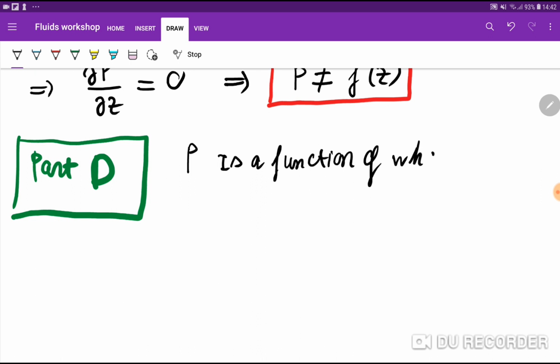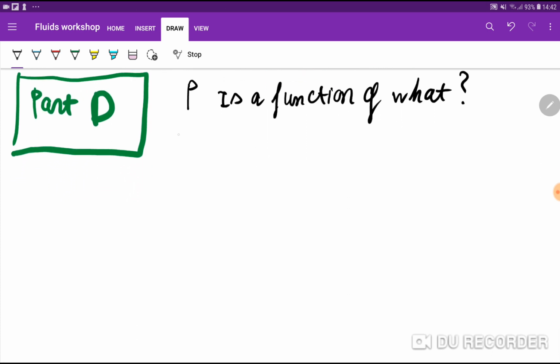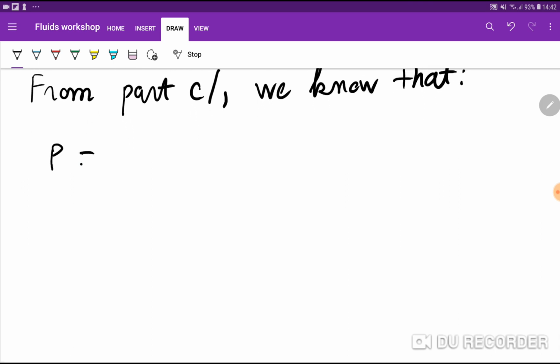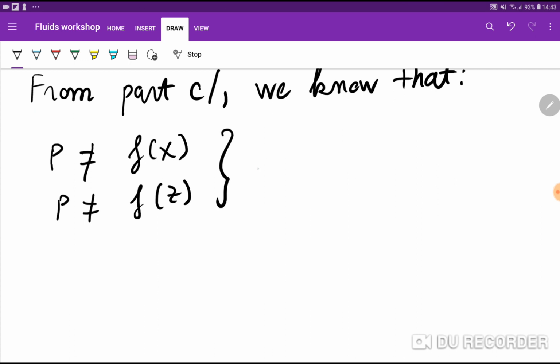Previously we know, let me write from part C, we know that pressure is not a function of x and pressure is not a function of z, right? So from here we can imply that pressure must be a function of y.